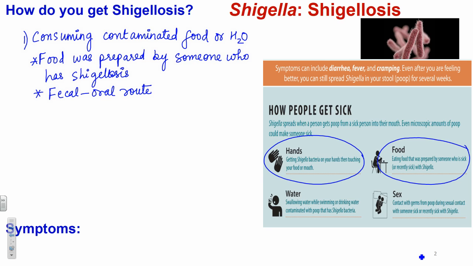And how does water get contaminated? If the feces gets into the water, then the water can get contaminated, because Shigella germs are found in the feces of sick people when they have diarrhea. And so if you're traveling and you drink water from ponds or lakes, and if it is contaminated with feces that have the Shigella germs in them, then you will get the infection.